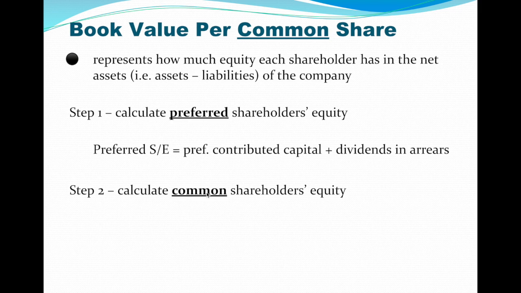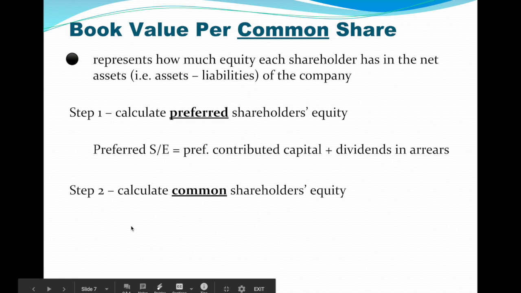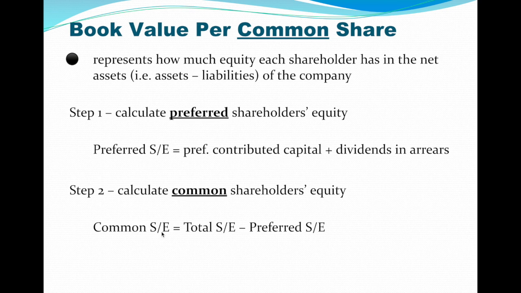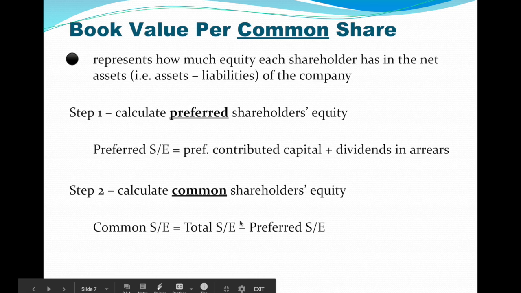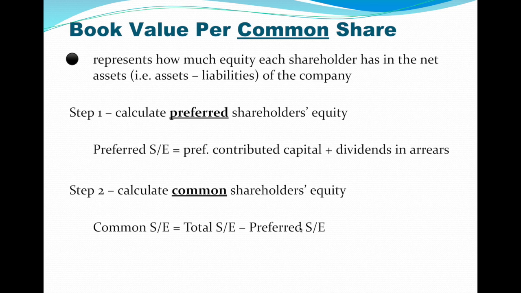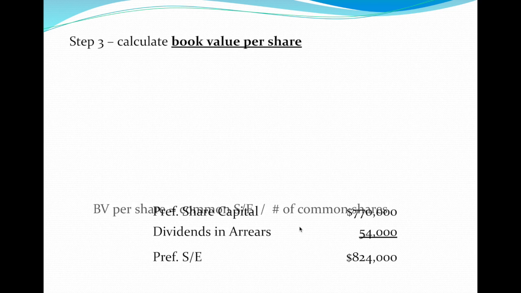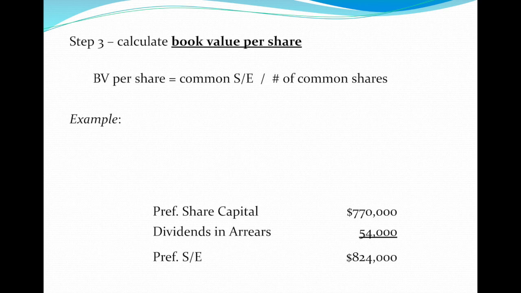Step 2, calculate common shareholders' equity. Now we've got preferred shareholders' equity, we need common shareholders' equity. Common shareholders' equity is equal to total shareholders' equity minus preferred shareholders' equity. Oh, there's a bit of an animation mix-up there. Okay. Step 3, calculate the book value per share. That is equal to the common shareholders' equity divided by the number of common shares.